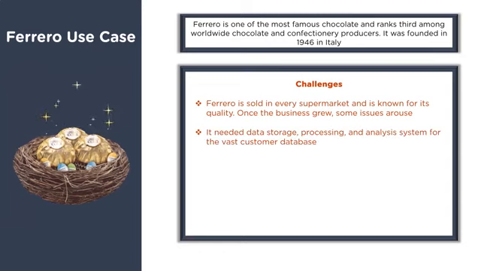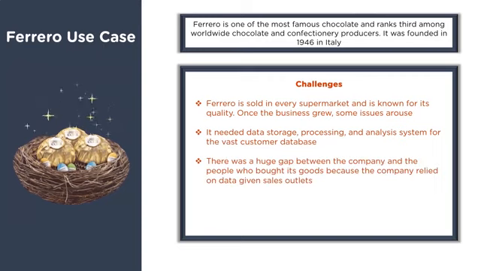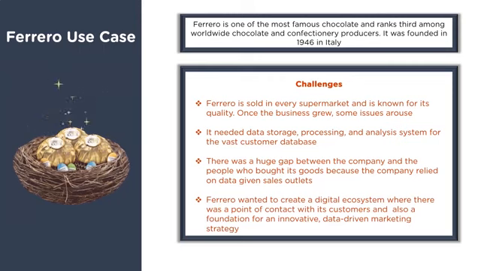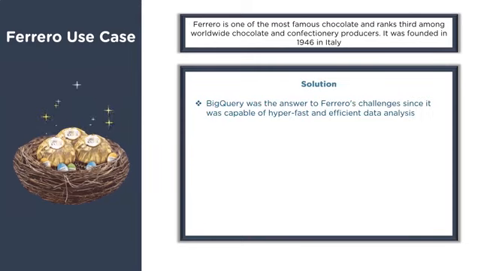So it needed a data storage, processing, and analysis system for a wide customer database. There was a huge gap between the company and the people who bought its goods because the company relied on data given by sales outlets. That's one of the challenges. Ferrero wanted to create a digital ecosystem with a point of contact with its customers and also a foundation for an innovative data-driven marketing strategy. What was the solution here?